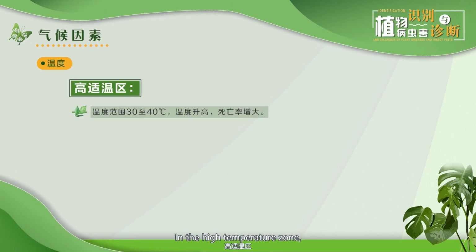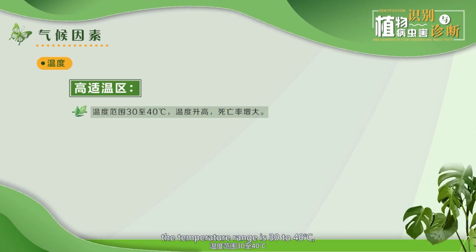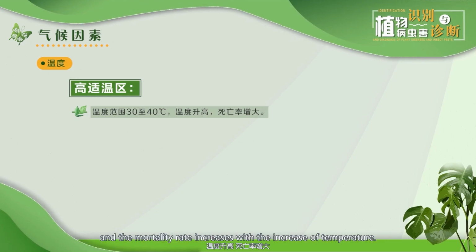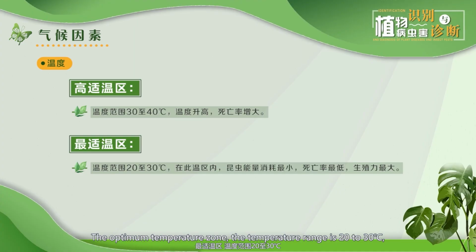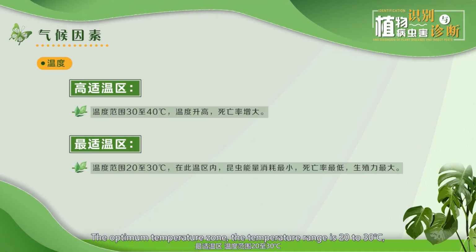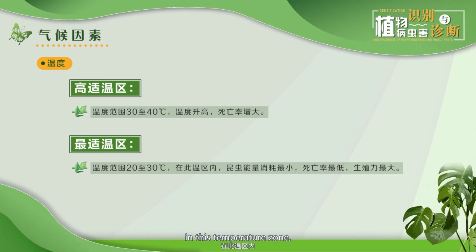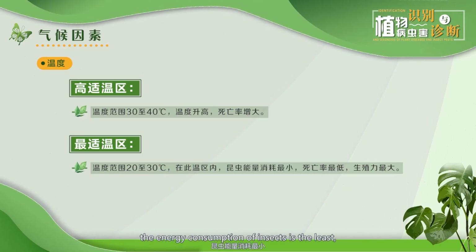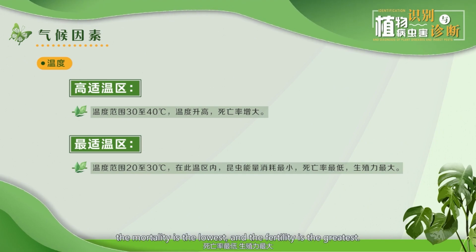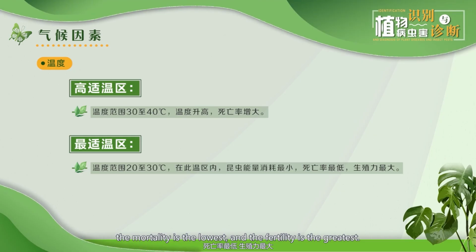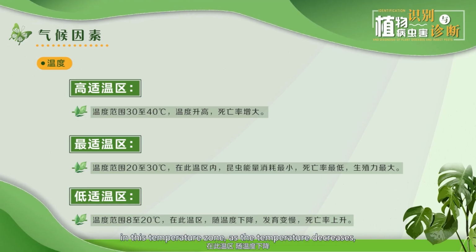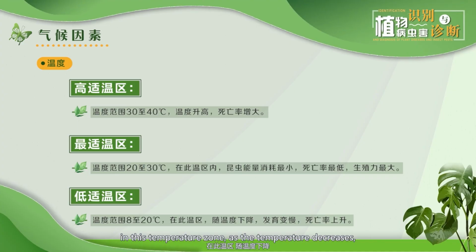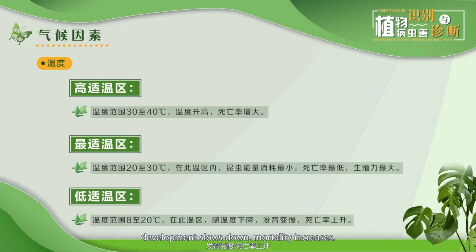In the high temperature zone, the temperature range is 30 to 40 degrees Celsius, and the mortality rate increases with the increase of temperature. The optimum temperature zone, the temperature range is 20 to 30 degrees Celsius. In this temperature zone, the energy consumption of insects is the least, the mortality is the lowest, and the fertility is the greatest. Hypothermic zone, temperature range 8 to 20 degrees Celsius. In this temperature zone, as the temperature decreases, development slows down, mortality increases.